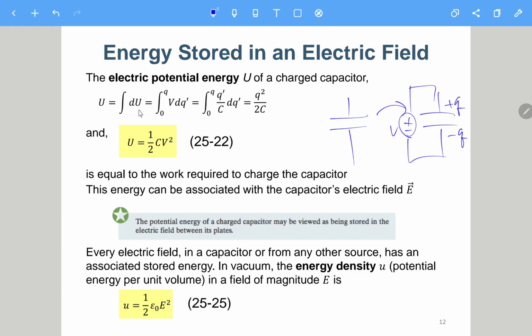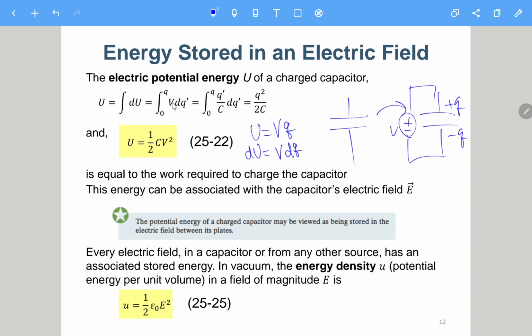U equals the integration of dU. If you still remember, in chapter 24 we have U equals Q times V, or V times Q, which should be the same. Here we put in the charge one by one, so it is like dU equals V times dq. We put it in one by one and then integrate it. Here we have V dq prime, because the upper bound will be q, so we put a prime here to distinguish this one from that one.